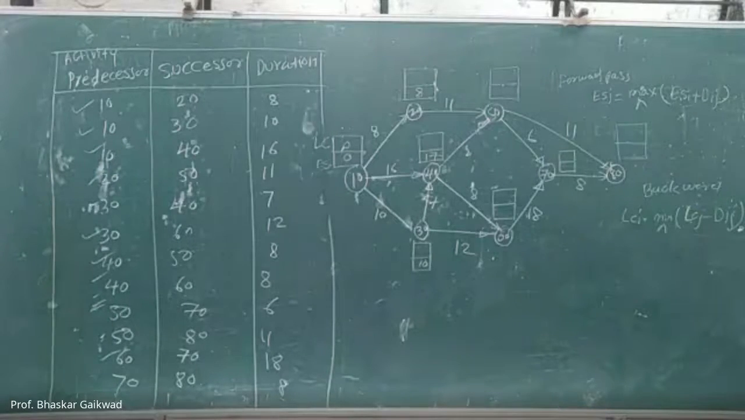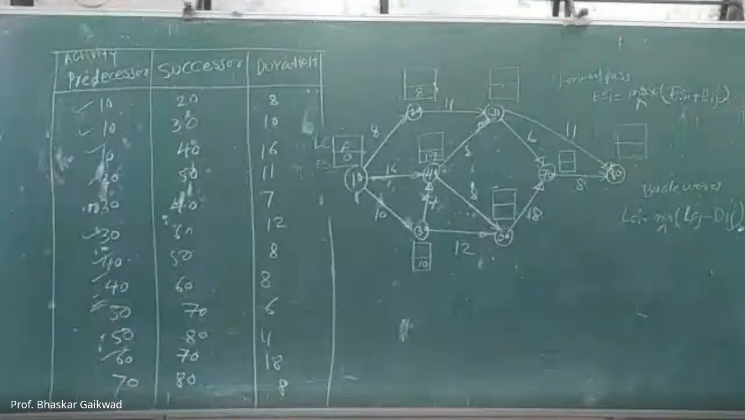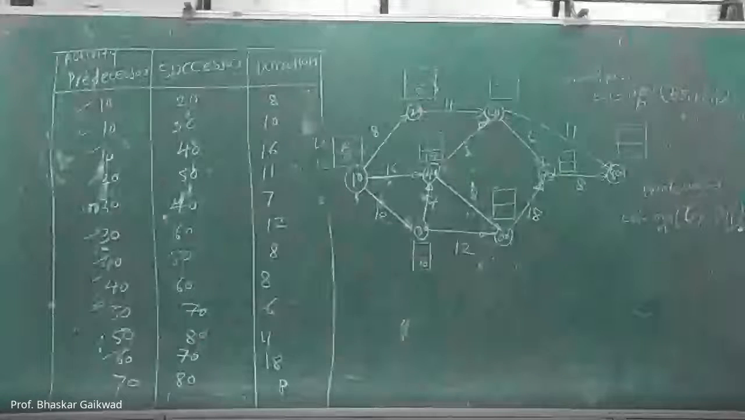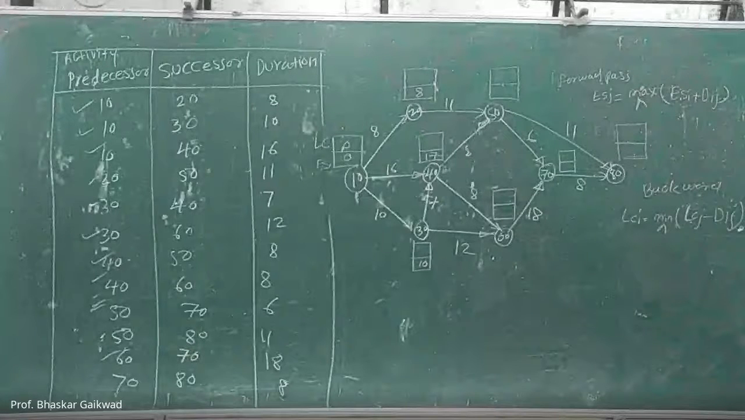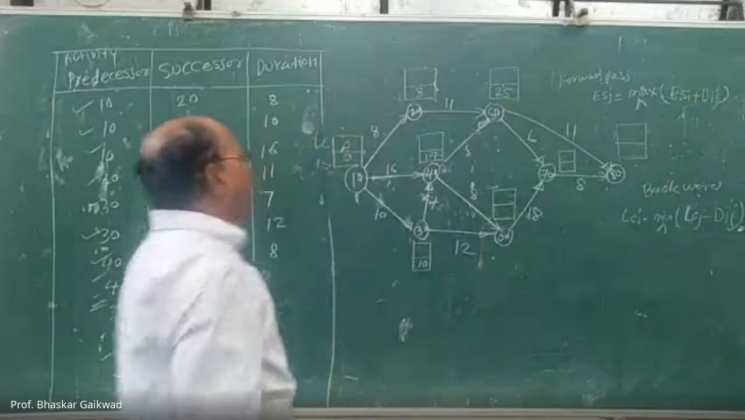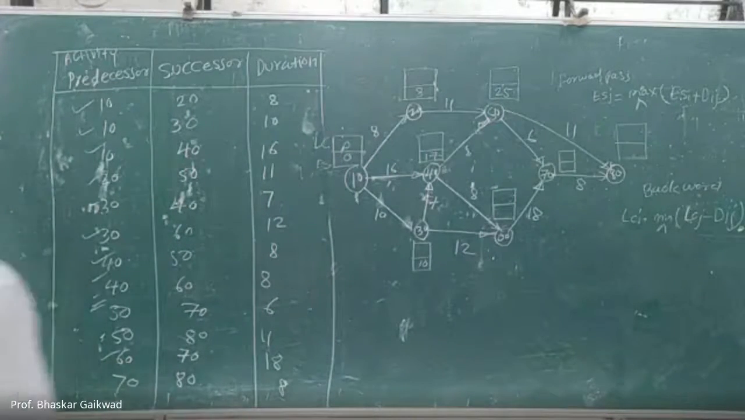Then 20 to 50. Which two activities are there? 17 plus 8, and 8 plus 11, 19. 17 plus 8, how much is it? 25. Which is the maximum? This. So here you can write 25 for 40 to 50. Correct?